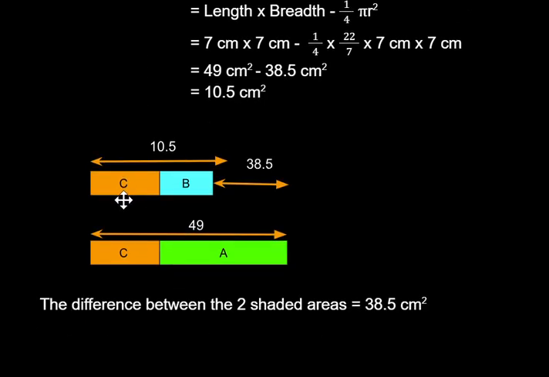So now we can say that C plus B is 10.5, C plus A is 49. So what is the difference between the two shaded areas? The difference between the two shaded areas is 38.5 centimeters squared. I hope with these two examples, it will give you a better understanding of how to solve such a question and which common area to choose.